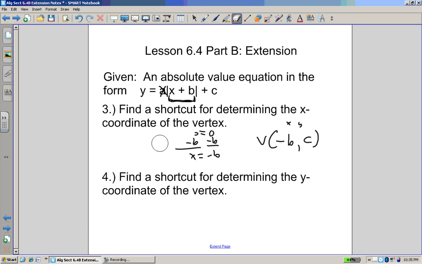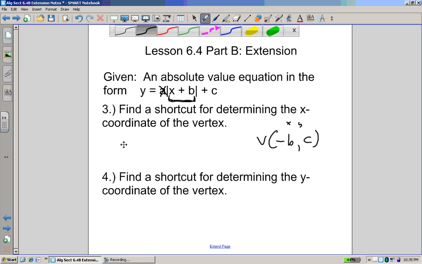So when you're talking about finding a shortcut, the x-coordinate of the vertex is the opposite of b. Find a shortcut for determining the y-coordinate. It is c, always.